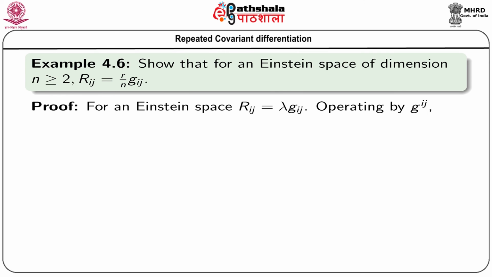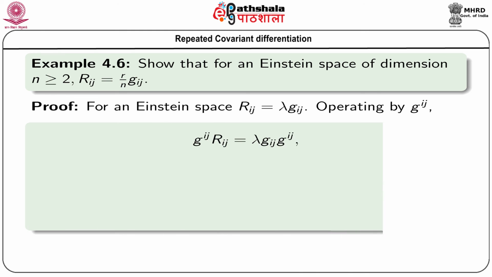Now, from the definition of Einstein space, R_ij equals lambda g_ij. So, operating by g^{ij} from both sides, we get g^{ij} R_ij equals lambda g^{ij} g_ij. Now, the left hand side expression will give R, the scalar curvature, and the right hand side expression will give lambda n. So, lambda is equal to R by n.